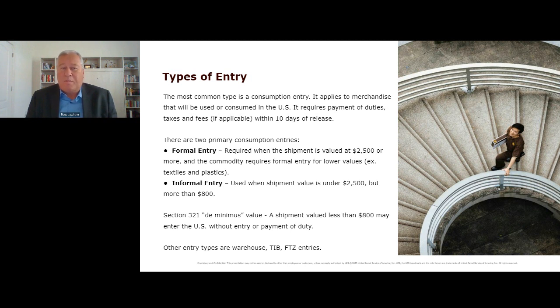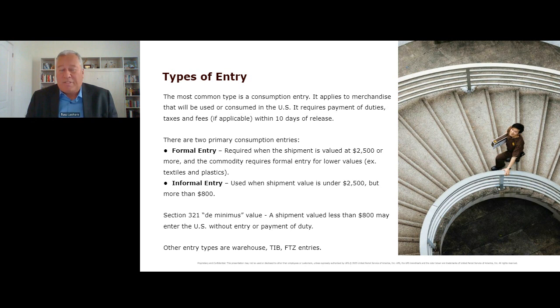But the big thing to remember about formals is that, generally, in broad strokes, it's $2,500 or up. You will need a customs bond for formal entries. Informal entries are $800 to $2,500, and the video talked about Section 321 de minimis value. De minimis value is basically a shipment that's less than $800. They can come into the United States.